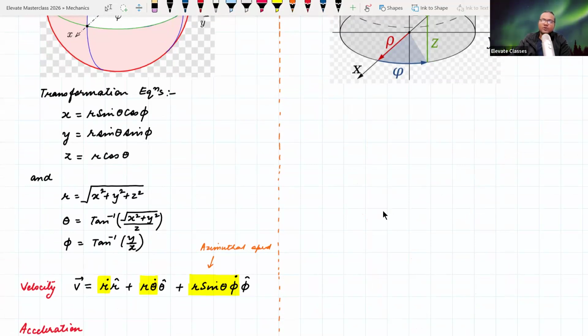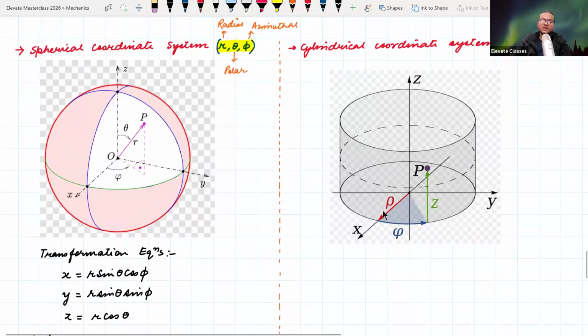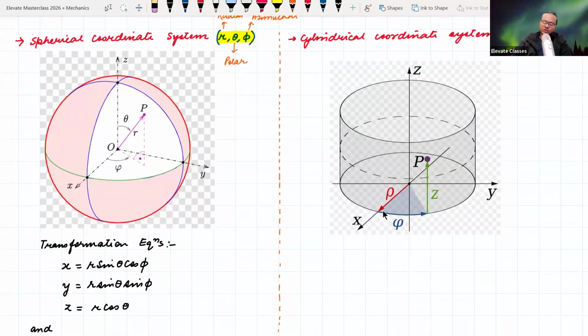Then there is a certain amount of cylindrical symmetry to it where we use what is called the cylindrical coordinates. So in spherical coordinates, what happens? You have these concentric spheres. Similarly, in cylindrical coordinates, you have these concentric cylinders. You understand a cylinder, right? So you have these concentric cylinders, and the coordinates associated with the cylindrical coordinate system are rho, phi, z.